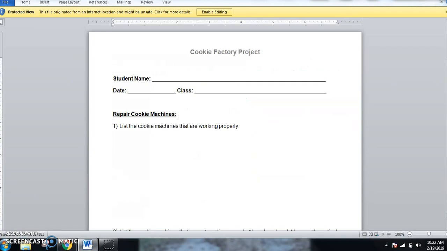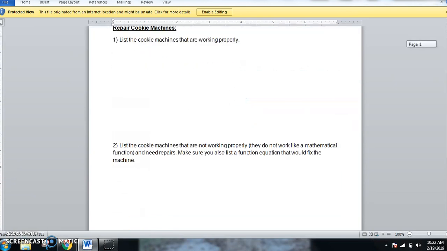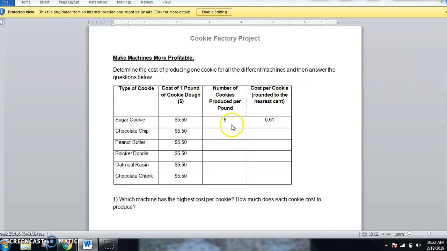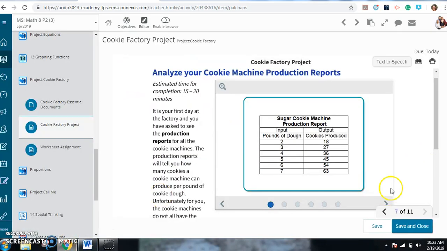Then when you go back to the worksheet, you can put that the sugar cookie is working properly here. And then you'll go down to this chart. Since we said y equals 9x, we put the 9 here because that's how many you're getting per pound of cookie dough. So you're just going to take 550 divided by 9, because it cost me $5.50 for a pound of cookie dough, and I can only get 9 cookies out of it. So each cookie is going to cost about 61 cents, and you're going to round that here. Then you'll go back to the next graph and do the same thing.